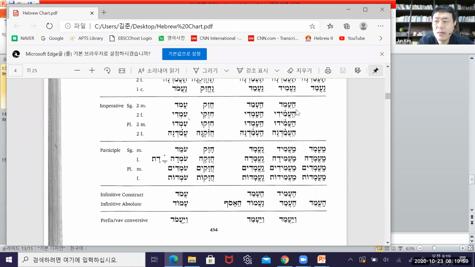In case of imperative form, we are going to have, what is this? He and patach. And infinitive construct, again he, patach. Of course, participle form will take preformative mem. So even in case of the first guttural, we don't have any reason for us to have kamets under the he. Is that clear? Are you following me?